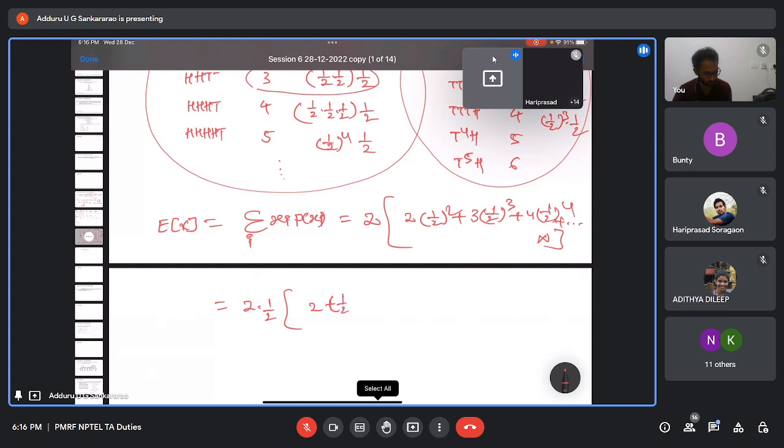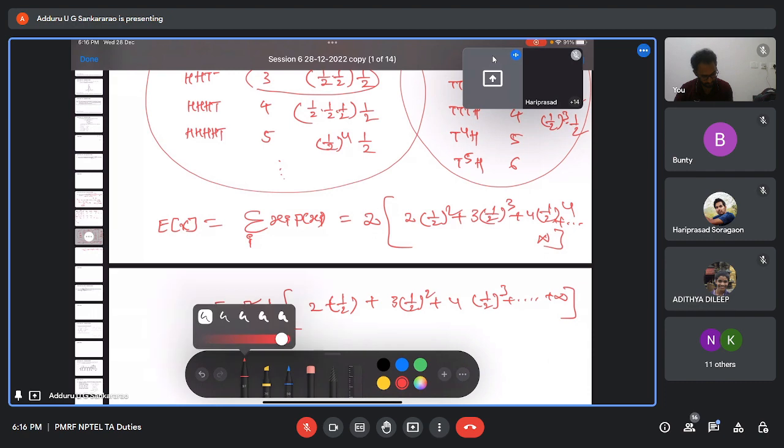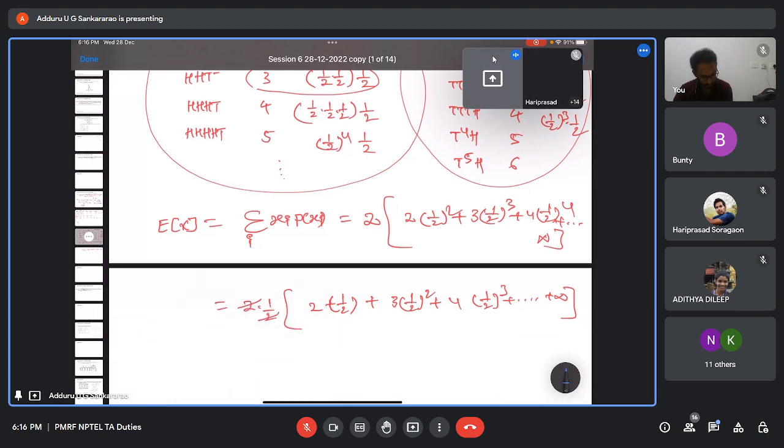2 into 1 by 2 plus 3 into 1 by 2 square plus 4 into 1 by 2 cube plus so on up to infinity. Now, this 1 by 2 gets cancelled. What I am doing here is I am just adding 1 and subtracting 1 from this. Okay, this I am doing. I am just adding 1 and subtracting 1.